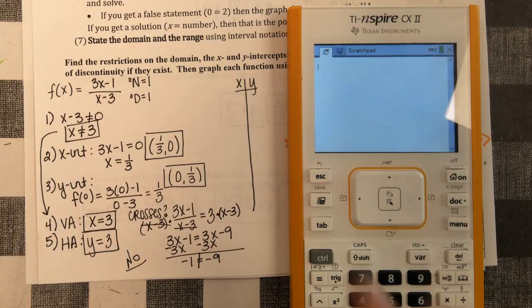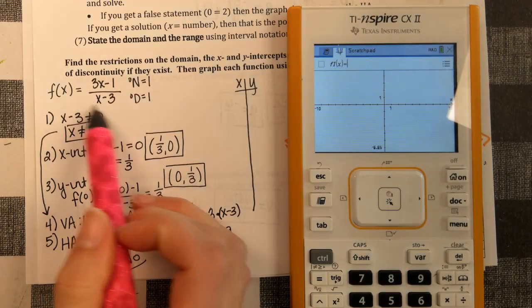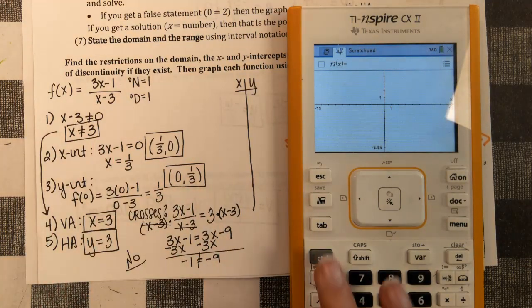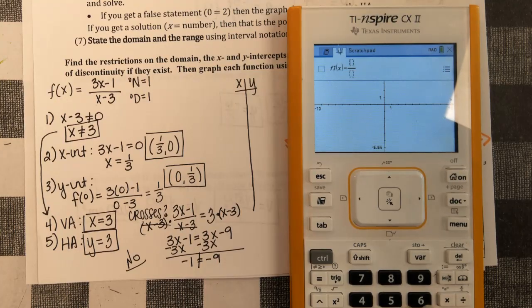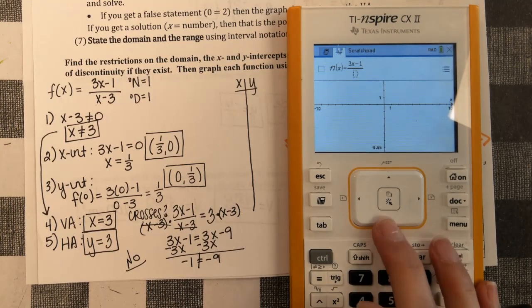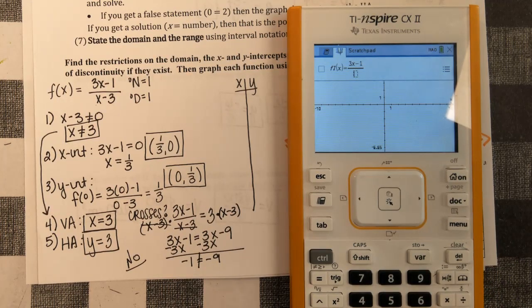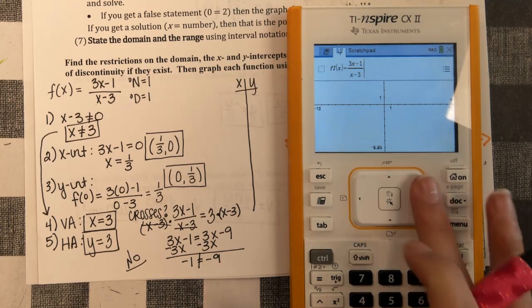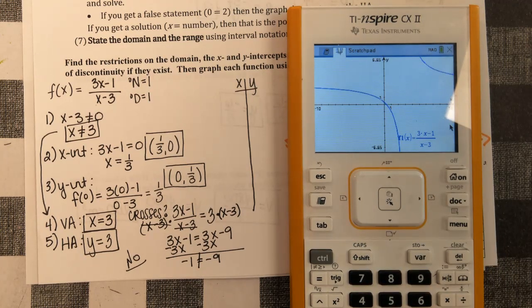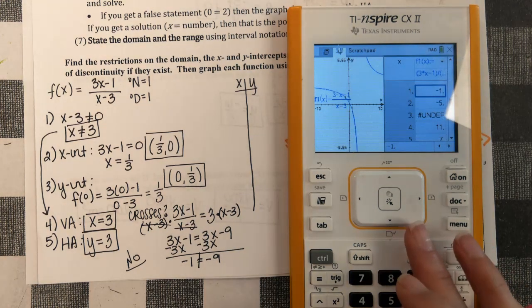We're going to go to the graph in the scratch pad and we're going to type our original function. Control divide will get you your fraction. I'll have 3x minus 1 over x minus 3. Control T will get your table.